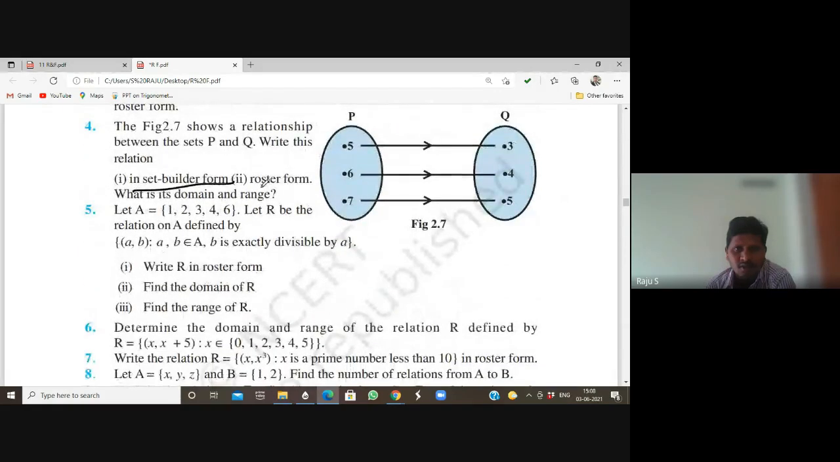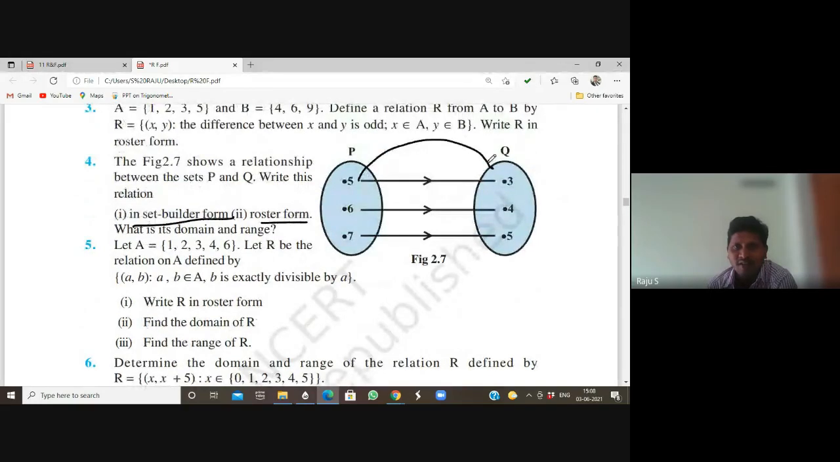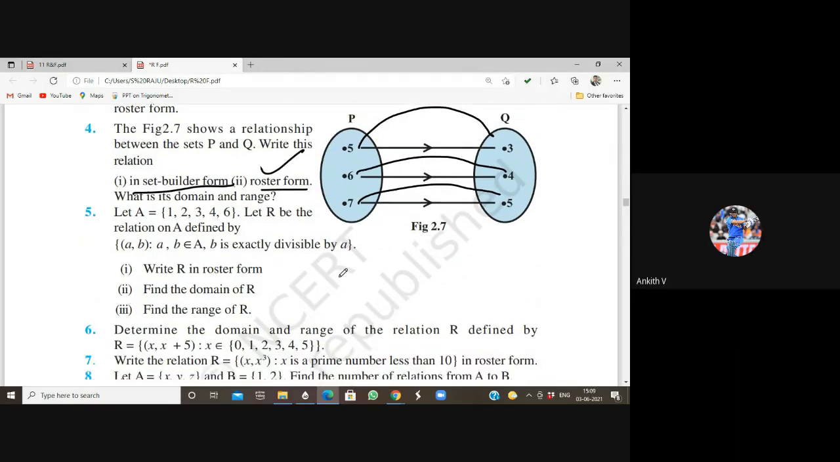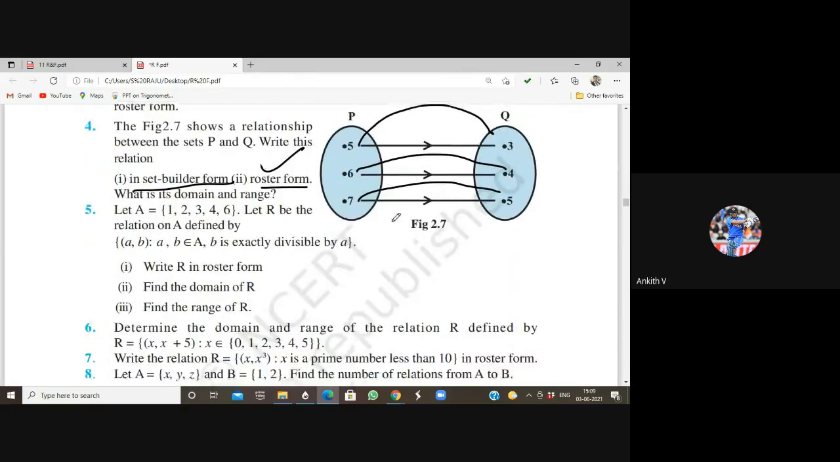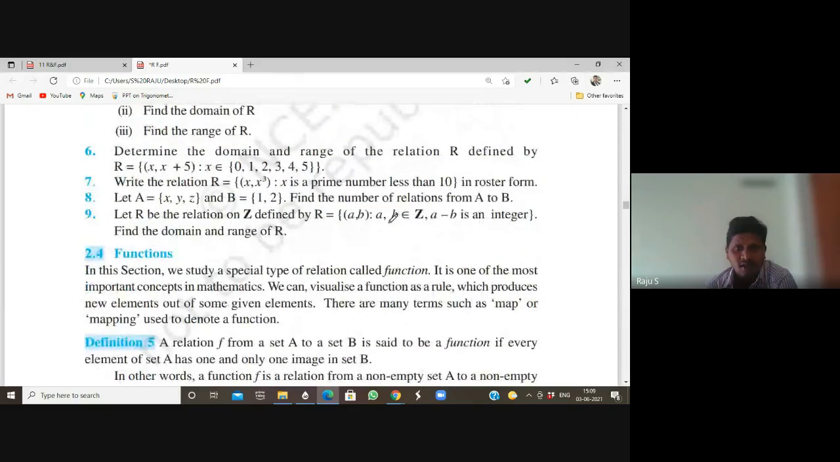They ask for set builder form and roster form. What is the roster form? 5, 3, 6, 4, 7, 5. Yes, we write the roster form clearly. Set builder form means we can write the statement, sorry, x is equal to y minus 2. Simple, right? These questions are very easy, right?